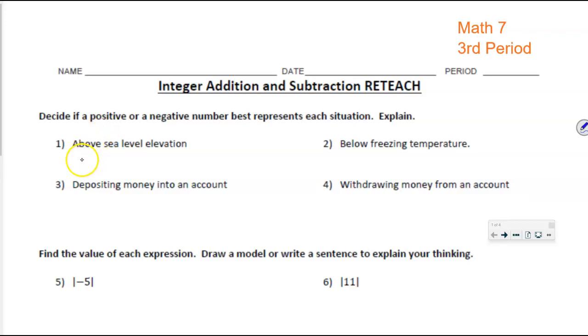Above sea level elevation, what does that actually mean, and would I use a positive or a negative integer for that? Great, Alexandria. Yeah, I would use a positive. Why would I use a positive? It's above sea level, so above sea level is going to be a positive number, and I can always represent this with a picture. Here would be like a mountainside. Here is the water level. So above sea level elevation is up.